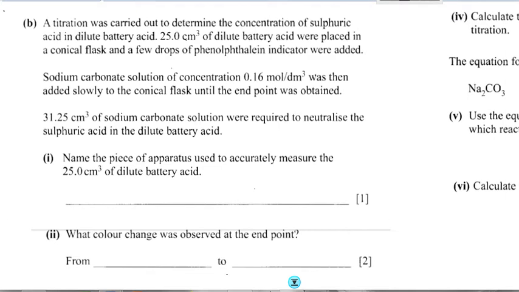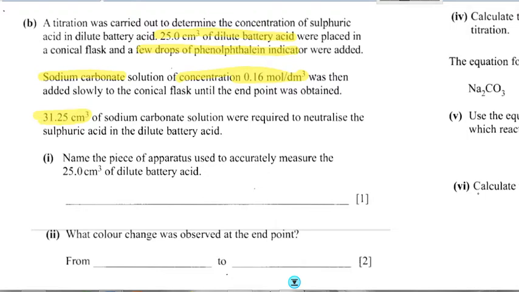So a titration was carried out to determine the concentration of the sulfuric acid in the battery acid. So let's again go through and highlight. 25 cubic centimeters of the dilute battery acid, which is sulfuric acid, put into a conical flask, and a few drops of phenolphthalein indicator was used. Sodium carbonate solution was used, 0.16 mole per dm cubed. Okay, and we needed 31.25 was our average titration of the sodium carbonate solution.